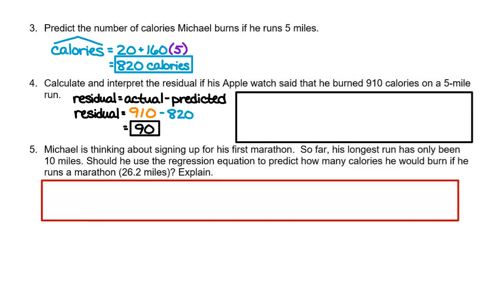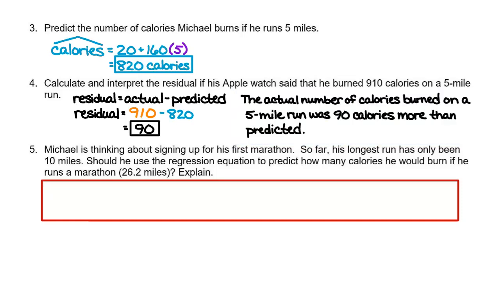How would we interpret a residual of 90? The actual amount of calories was 90 calories above the predicted value for 5 miles run. That's exactly right. The actual number of calories burned on a 5-mile run was 90 calories more than predicted. I like the way you organized your sentence better than mine.